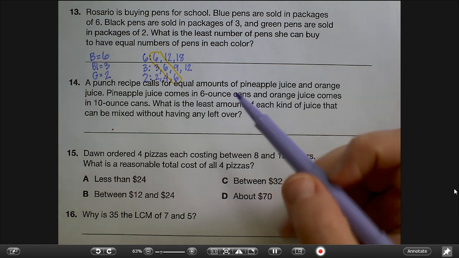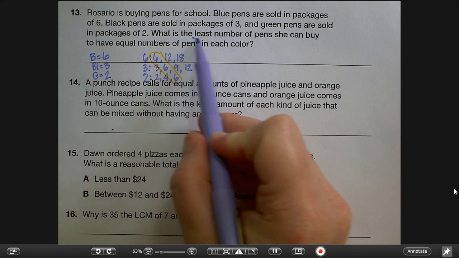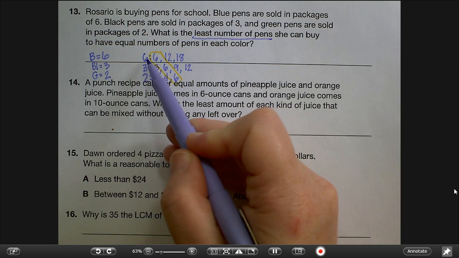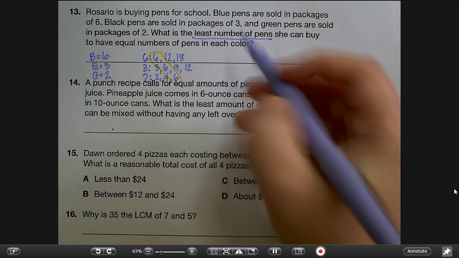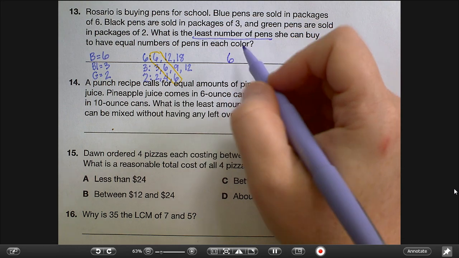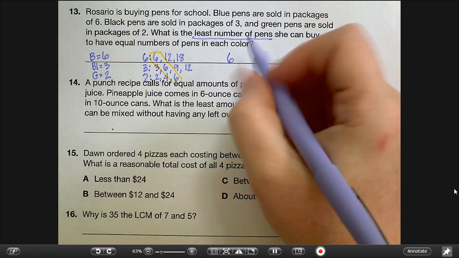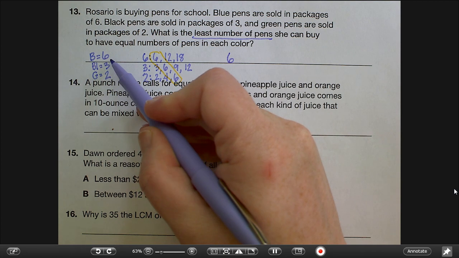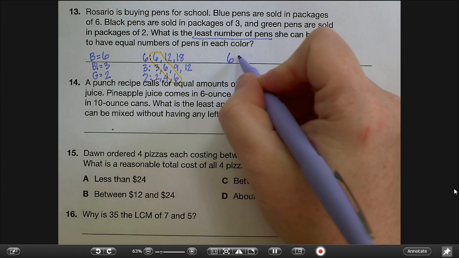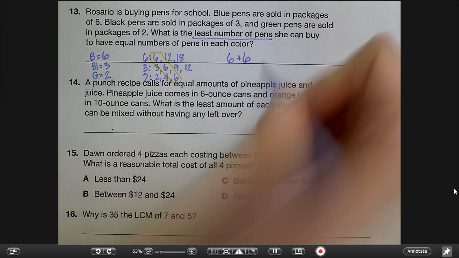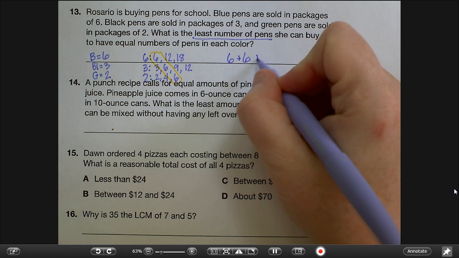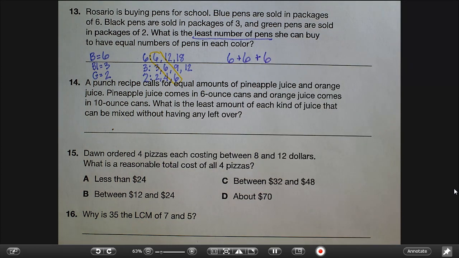So we want to know the least number of pens, but we want to know the total number of pens. So if she bought one package of blue, that would be 6. And if she bought one package of black, that would be 3. So we want to get them to be equal. So let's get 2 packages of black. That's also 6. And for green, let's get 3 packages of green to equal the same number.